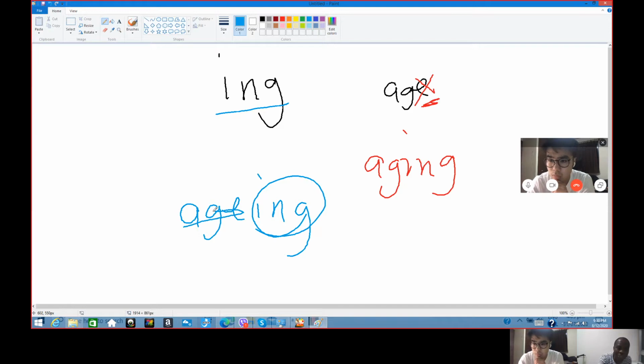So we have a word like age, then we add ing, it has changed in form. Obviously there is a change in form because we added something. Yes, there is a change in form. But this one doesn't make the word negative or positive.